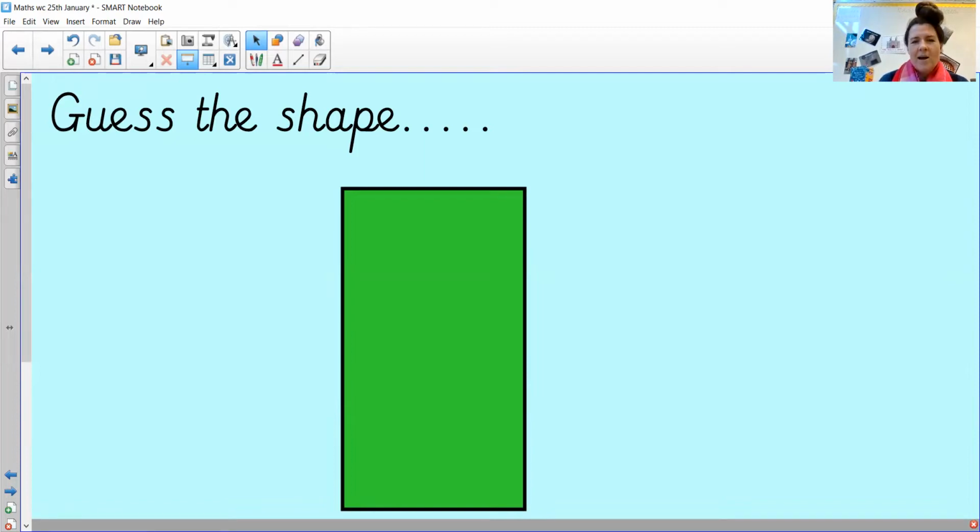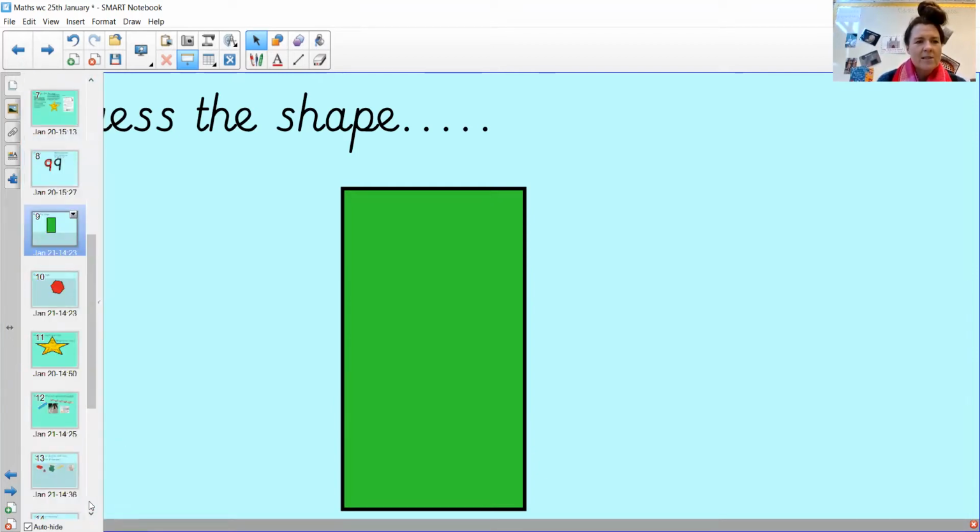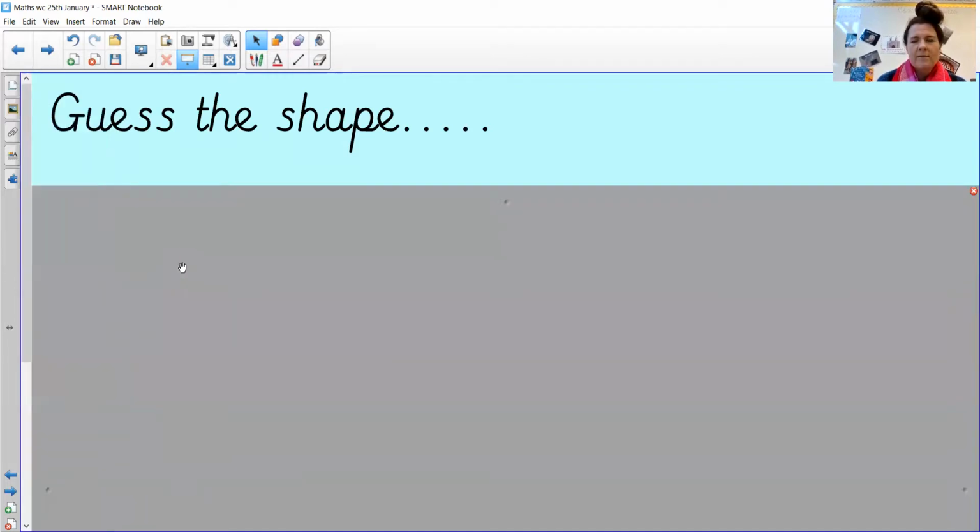rectangle. Well done. So hopefully you said rectangle, and rectangles, as we remember, have 4 vertices. So that's where the sides meet together, and 2 short sides and 2 long sides. So 4 sides. Oh, short and long. That's making me think about this week. Okay, so let's move on. What's our next one? Okay, I'm going to hide it very quickly.